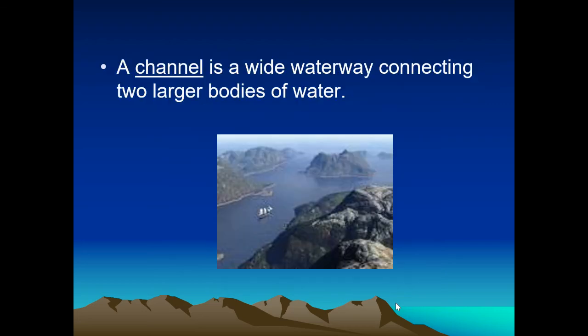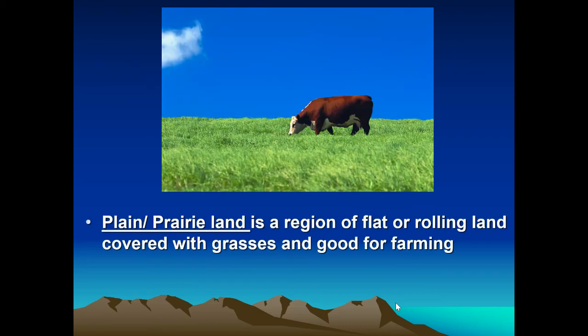A channel, that's going to be a wide waterway that connects 2 large bodies of water. Plain or prairie land, that's going to be a region of flat, rolling land. You usually have lots of grass, and it's going to be good for farming. If you think of the Midwest area, right, Nebraska, Iowa, places like that, real flat that we have a lot of our farms on.